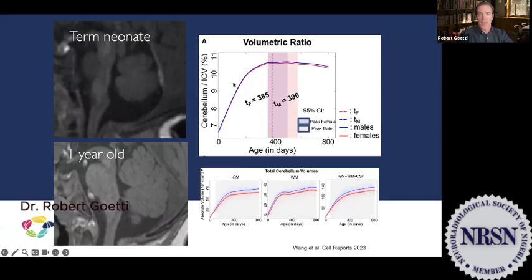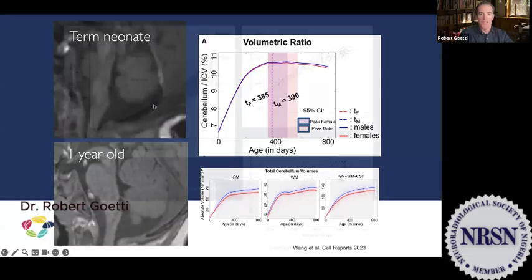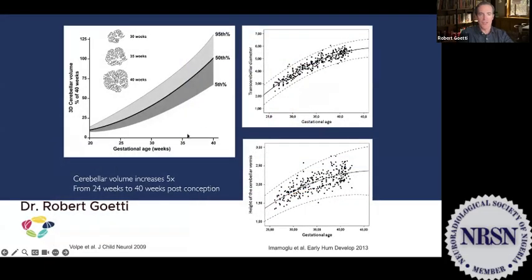And we can see on this graph that between birth and 400 days of age, so a little over a year of age, the cerebellar volume as a proportion of the entire intracranial volume increases from under 7% to almost 11%. So there's a rapid growth of the cerebellum. So be wary of overcalling cerebellar hypoplasia in neonates. If in doubt, you can always use reference values and measure the cerebellum.